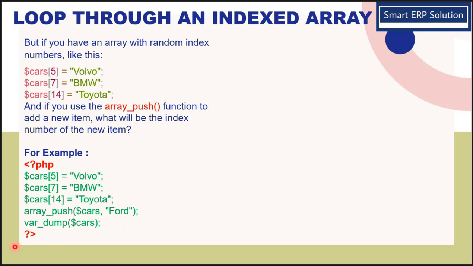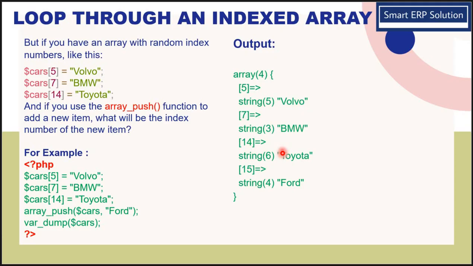4. If we write var_dump with the array parameter $cars, we get this output: 5, 7, 14. The new item will be after the 14 position, that is 15. So in the 5 position the value will be Volvo, in the 7 position BMW, in the 14 position Toyota, but the new value 4 will be added in the next position after the last position. The last position is 14, so the new item will be added in the 15 position. The 4 will be stored in the 15 position of the array.